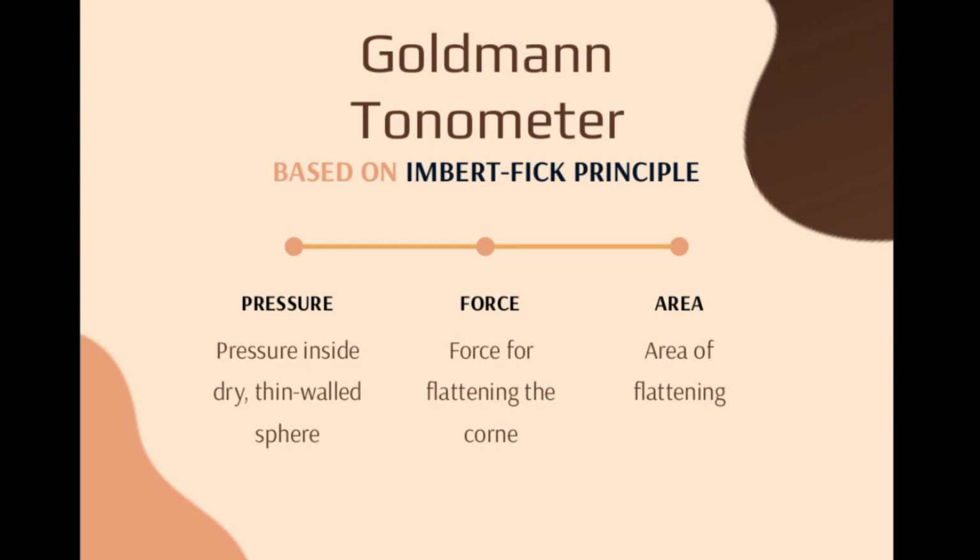And force, which you are applying for the flattening of the sphere, right? You need to understand this very importantly: the pressure is coming in from the cornea, and the force you are applying in order to applanate, or make the surface plane or flat. And the third is the area of flattening, how much area you are making flat. So how much corneal surface you are making flat, that is the area.